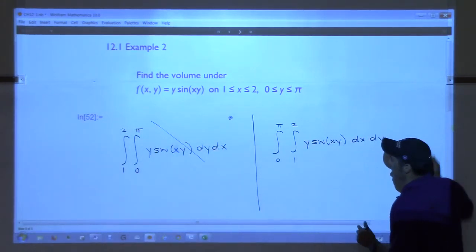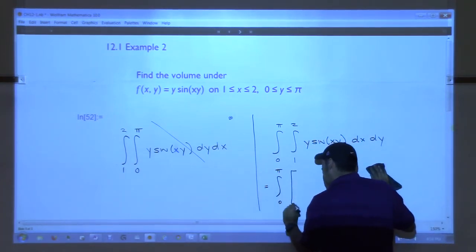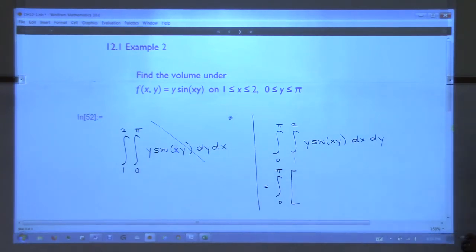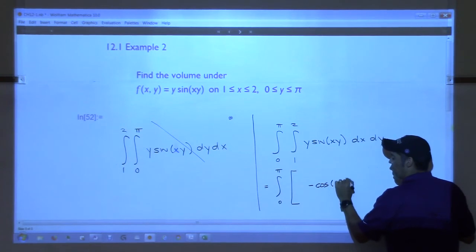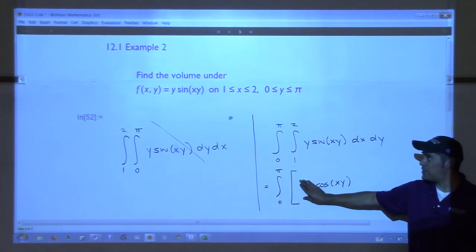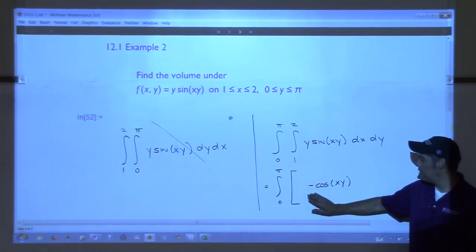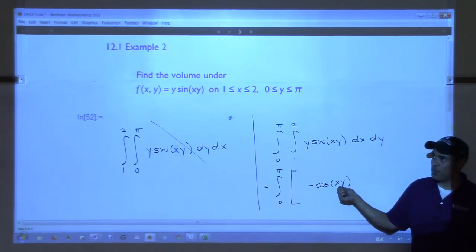So let's find our antiderivative. I'm real curious to see how we do with this. What is the antiderivative of y sine xy with respect to x? Negative cosine of xy is the antiderivative, because the derivative of cosine of something is negative sine. So negative negative would give you the positive. And then we have to take the derivative of what's inside with respect to x, which would just be y. So the y would pop out.